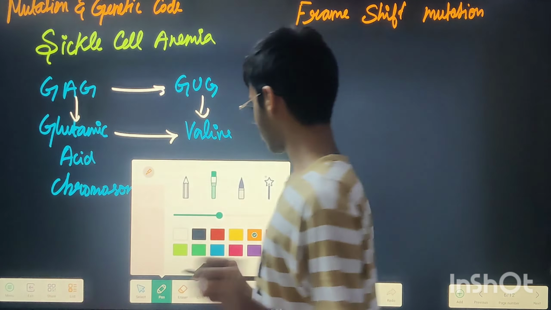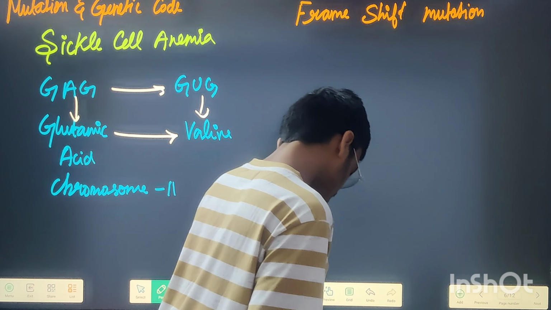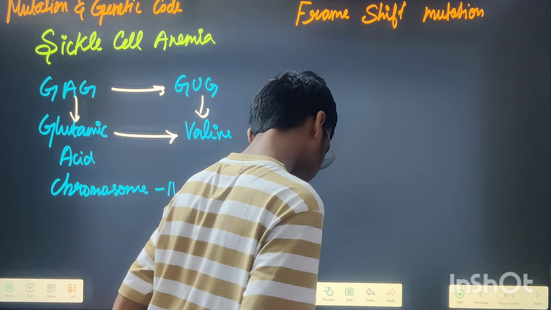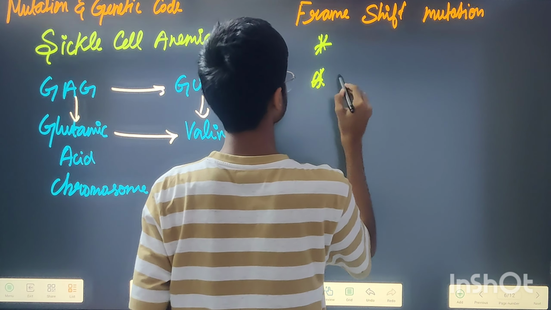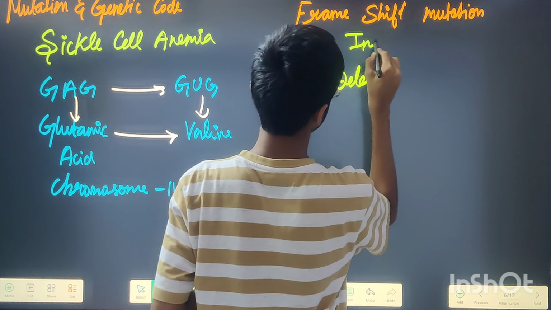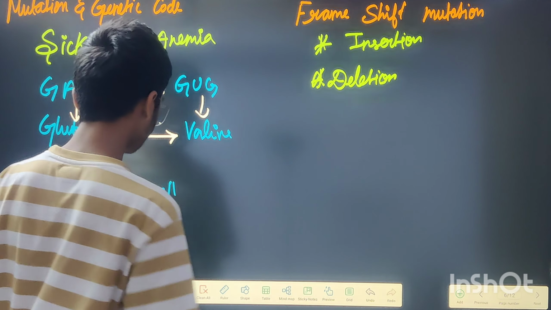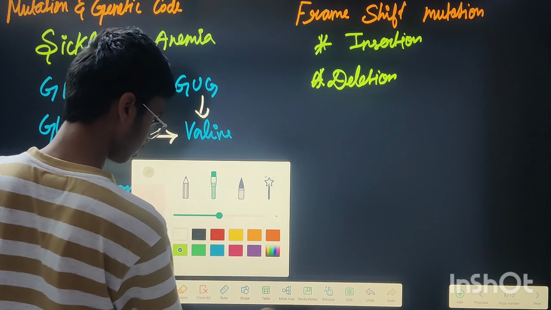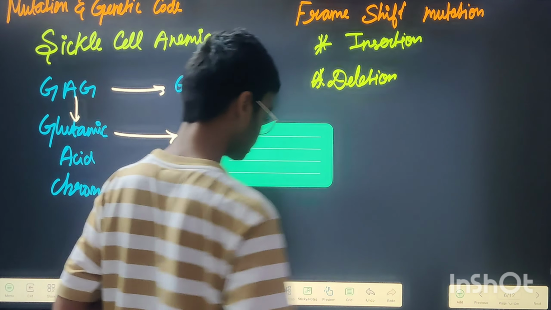Frame shift mutation has insertion, that means you are inserting, and there are two types: deletion and insertion. See, they have given us one amazing statement. What is that statement? Ram has red cat.